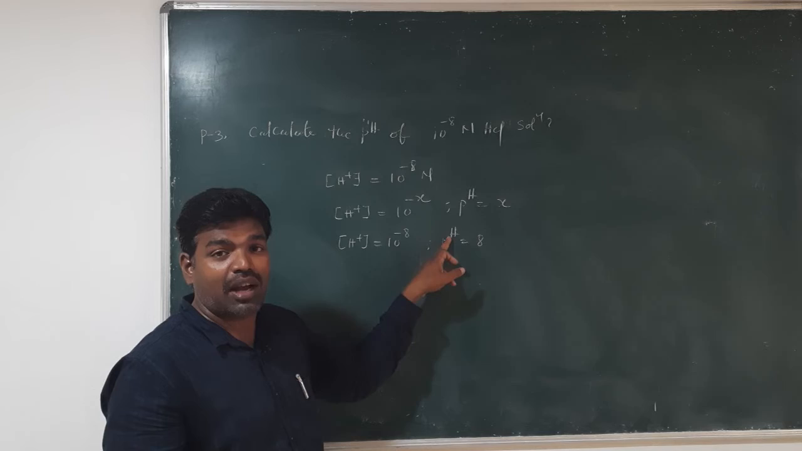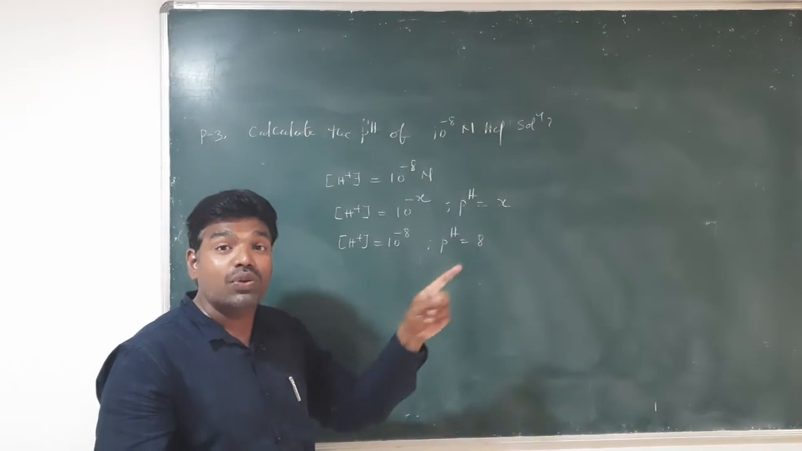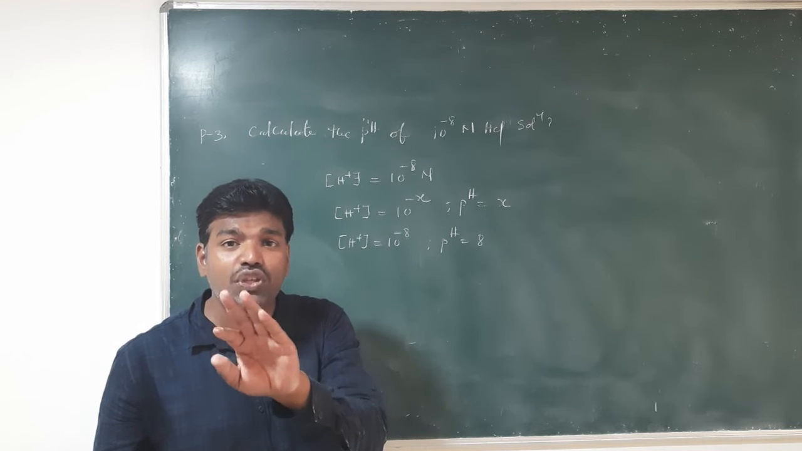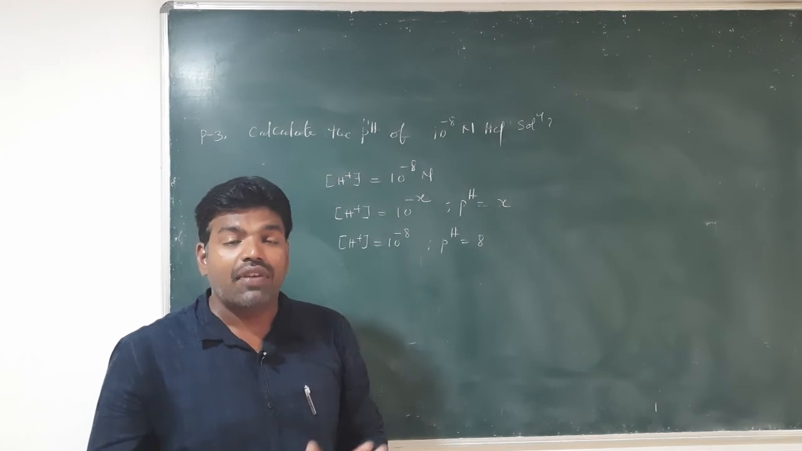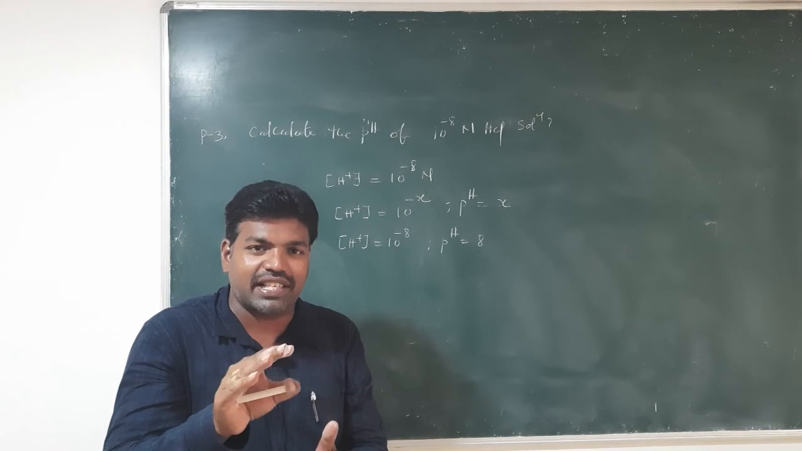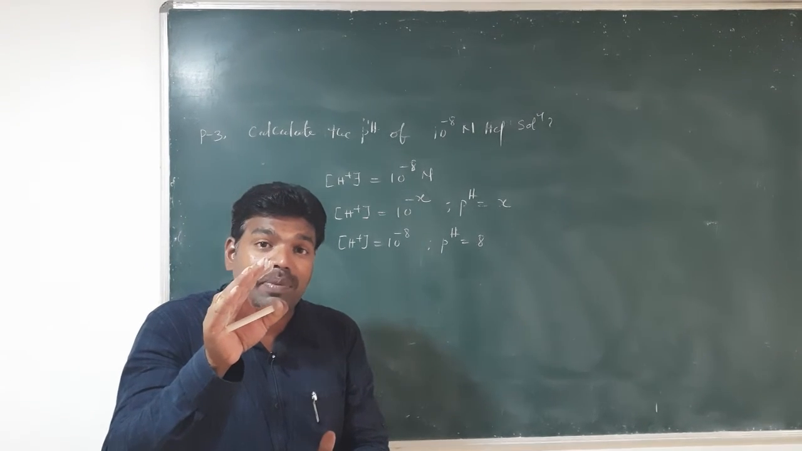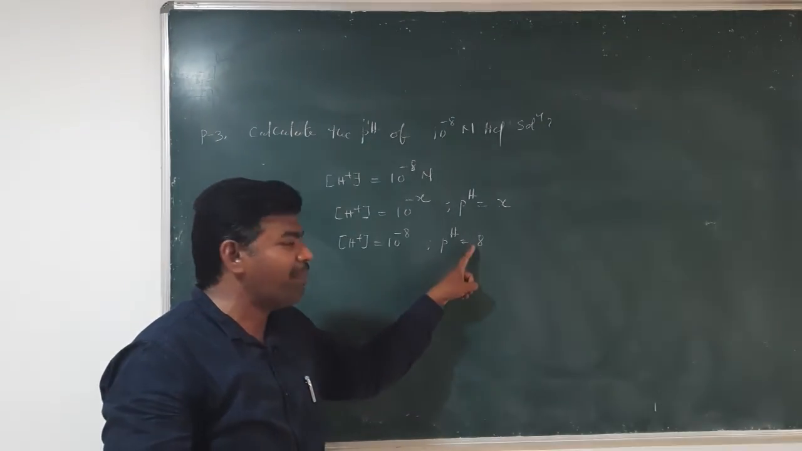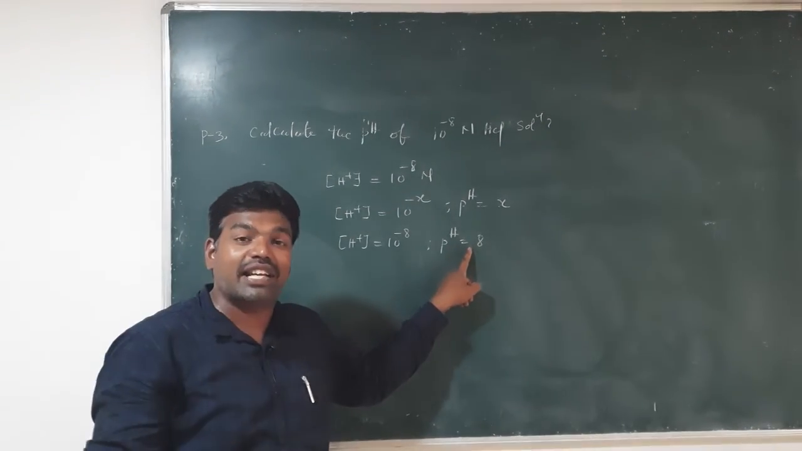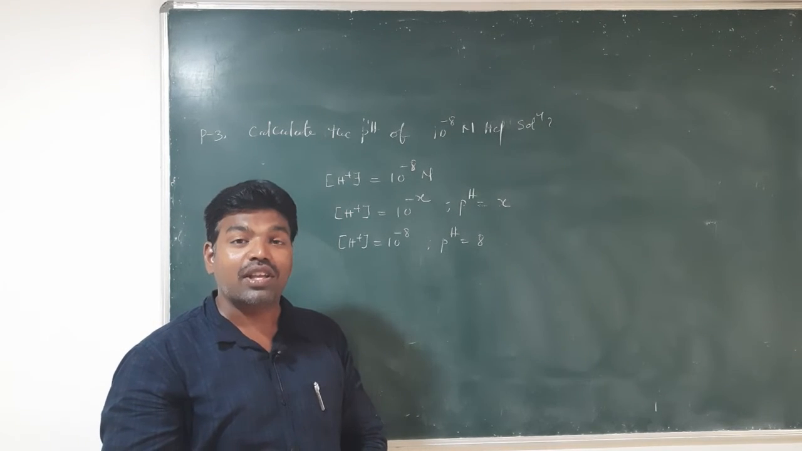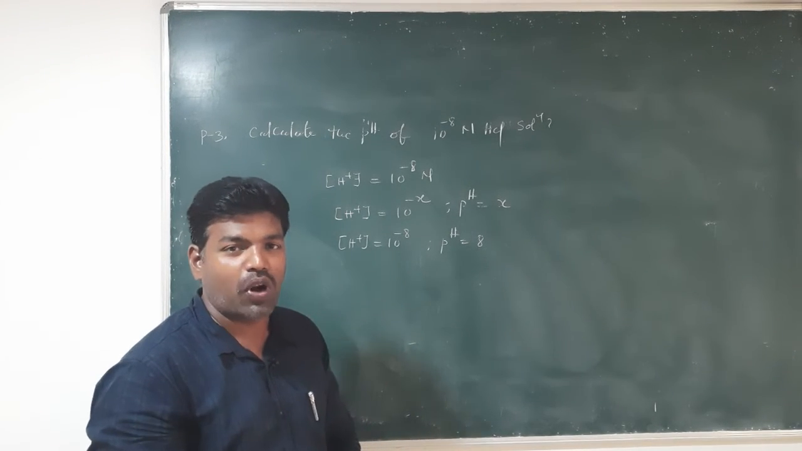pH comes out to be 8, and we know that the concentration of H plus ions and pH are inversely proportional. If the concentration of H plus ions increases, the pH value decreases. If the concentration of H plus ions decreases, the pH value increases. Here the pH value increases, that means the concentration of H plus ions decreases. So, how can we solve this problem?